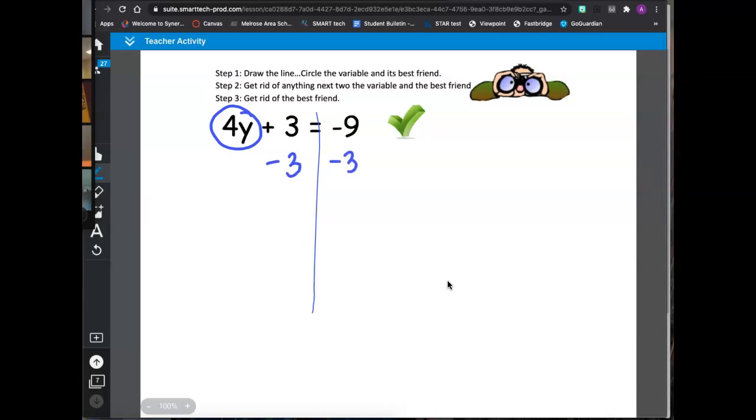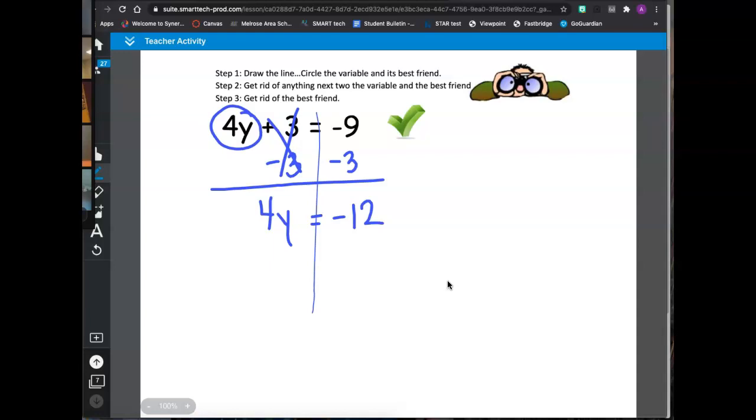And draw a line underneath it. Okay, I can cross off the 3's and I have the variable and its best friend. And -9 minus 3 is negative 12. Be really careful with negatives. Okay, then here's the other mistake some of you made. Some of you saw this 4 and you decided to add or subtract the problem.